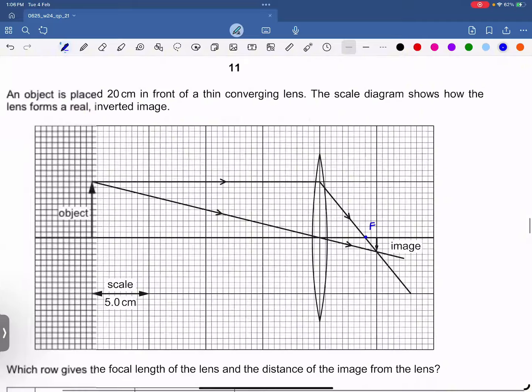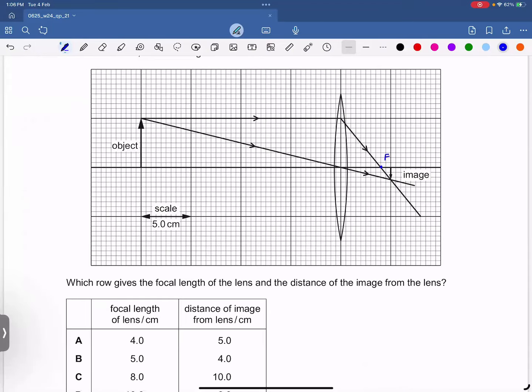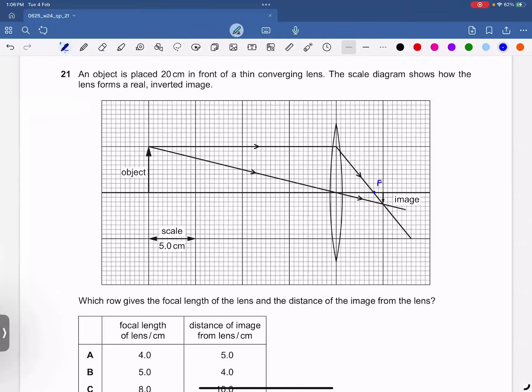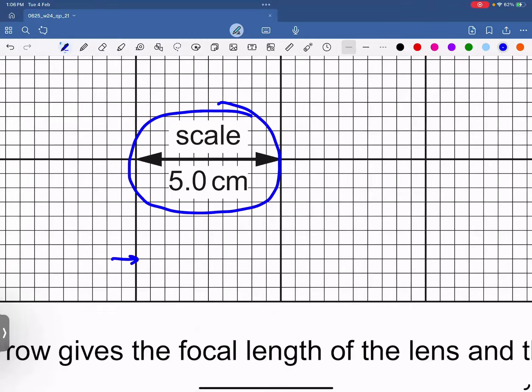Label this as F. So now you want to know how many centimeters is the focal length. You can take the scale. They are saying this one is 5 centimeters. So it means each small line will be how much? 0.5.